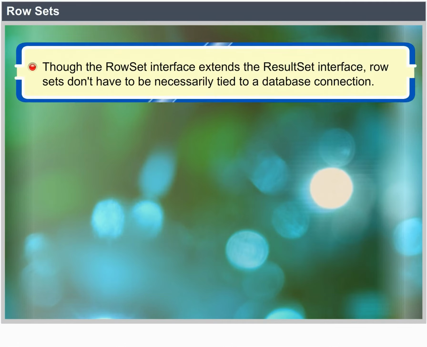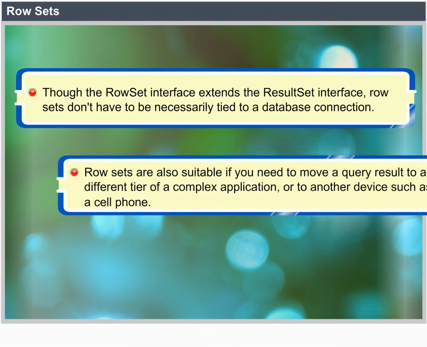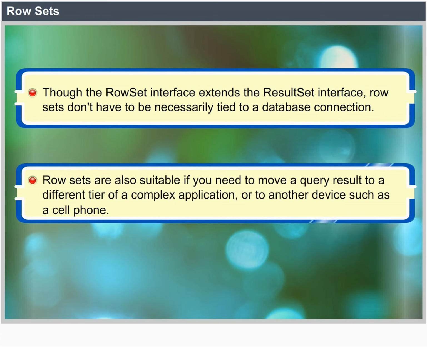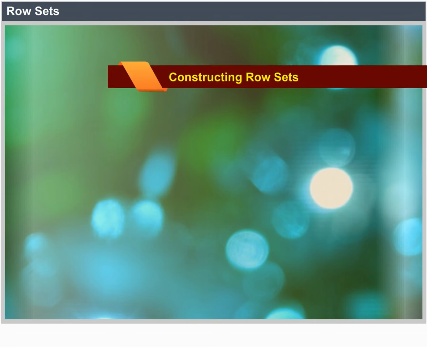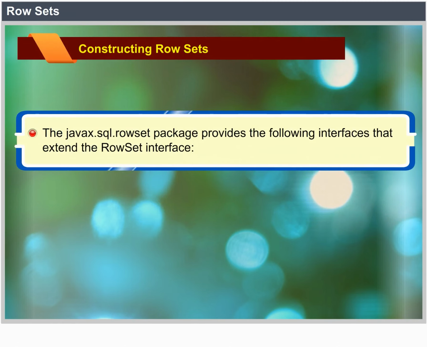Row sets. Though the RowSet interface extends the ResultSet interface, row sets don't necessarily have to be tied to a database connection. Row sets are also suitable if you need to move a query result to a different tier of a complex application or to another device such as a cell phone. Constructing row sets. The javax.sql.rowset package provides the following interfaces that extend the RowSet interface.